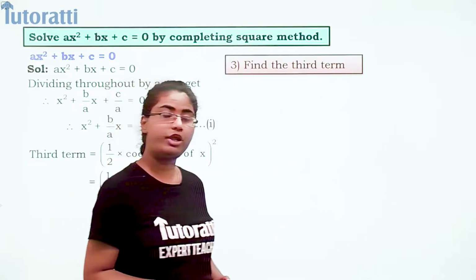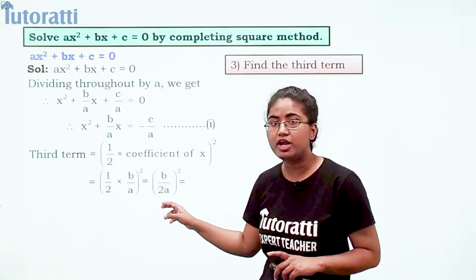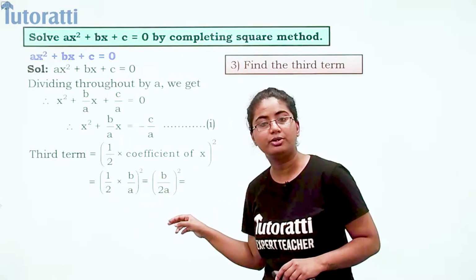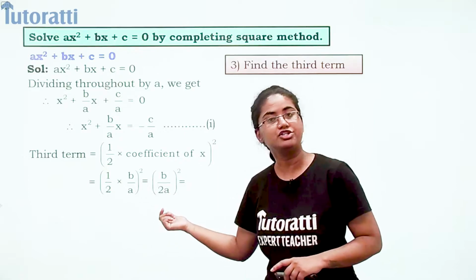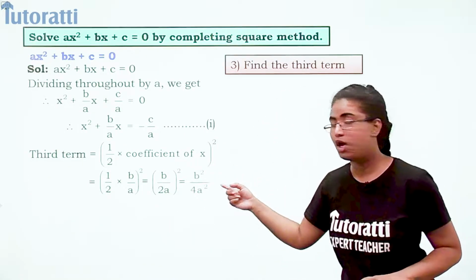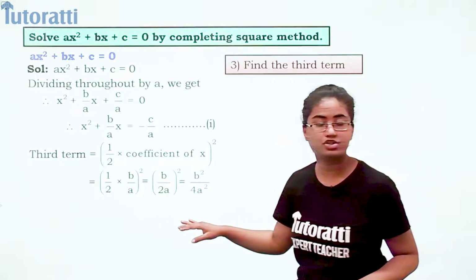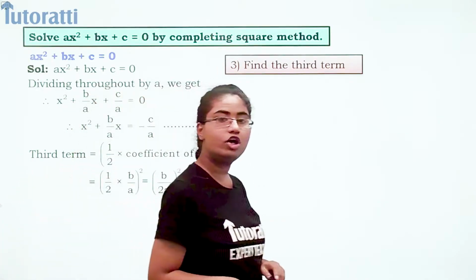Half into b upon a whole square. You can simply write it as b upon 2a. You simply multiply the numerator to numerator, denominator to denominator. So you have 1 times b is b, 2 times a is 2a whole square. We'll have b square upon 4a square, right? Did you get this? Once we square it, we have the third term.